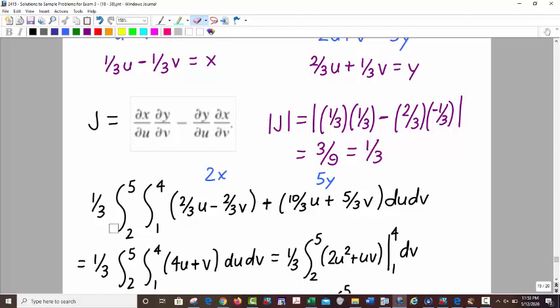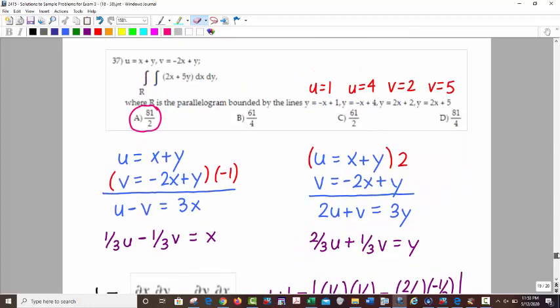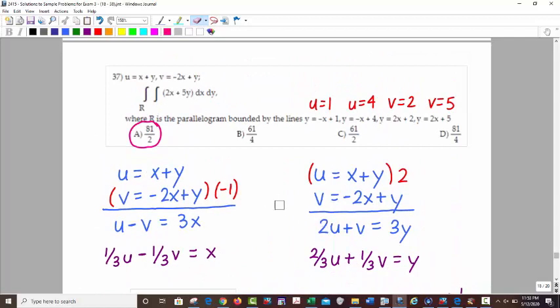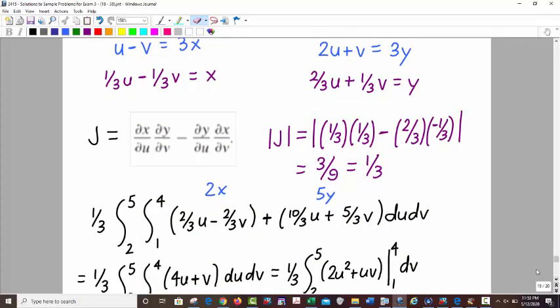So I pull out the 1/3. There's v going from 2 to 5, u going from 1 to 4, and we're integrating 2x. And here's what x is: 1/3 u minus 1/3 v. So there it is. That becomes 2/3 u minus 2/3 v. There's the 2x. And here's v right here plus 5y. y plus 5y will give me 10/3 u plus 5/3 v, and then du dv.